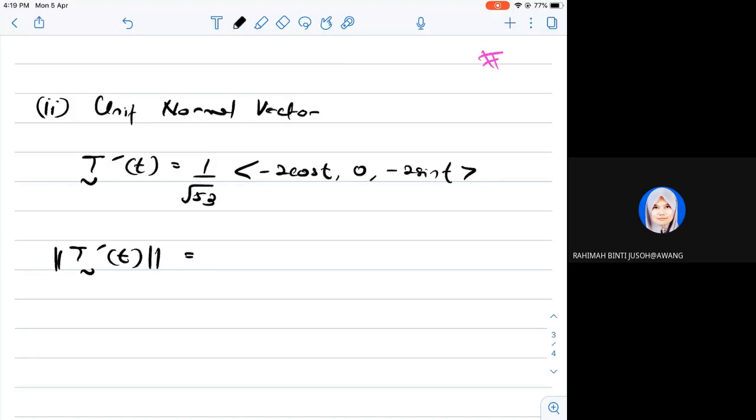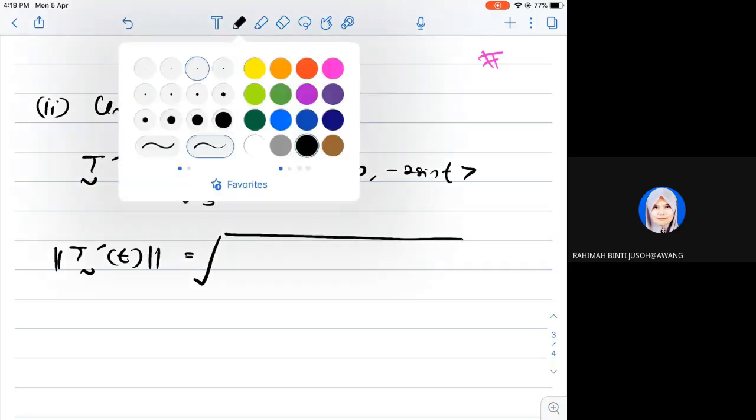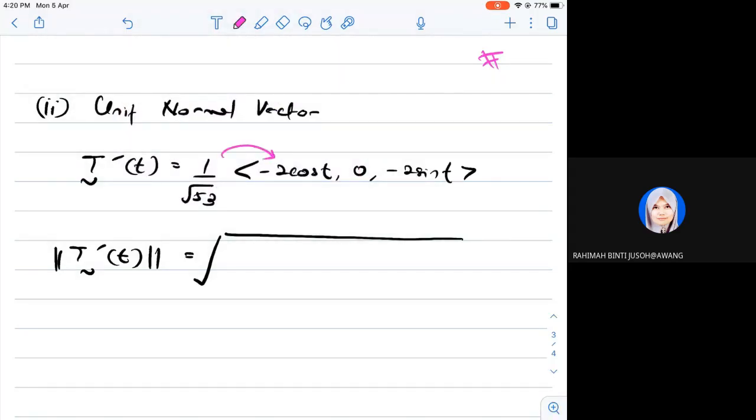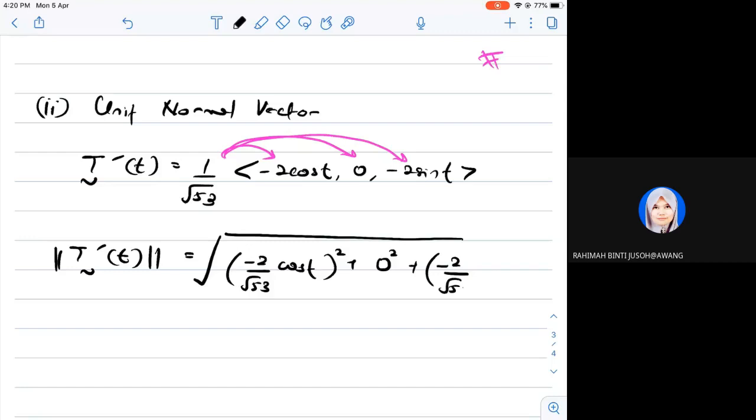Okay. Next, we need to find the magnitude of T prime t. So to find the magnitude, same steps as before: square root, and then add the summation of all elements. So remember, if we use it like this, we have to multiply it inside, because it multiplies every element. Okay, so for the first element, we have negative 2 over square root 53 cos t squared plus 0 squared plus negative 2 over square root 53 sin t squared, like this.